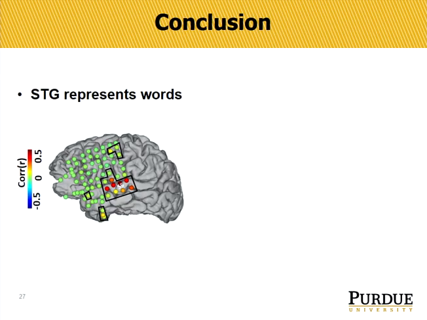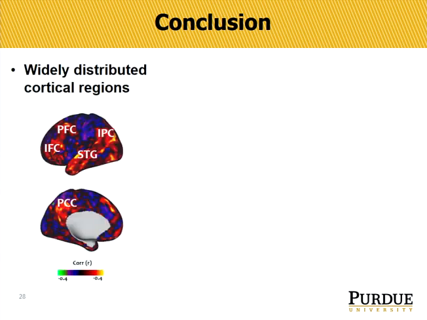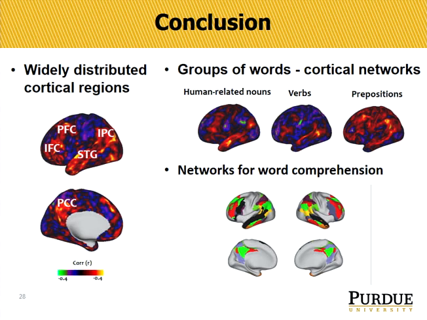So to sum up, our findings suggested that the superior temporal gyrus represents words during natural speech. And words are encoded with different lags for distinct cortical regions, and higher order cognitive areas tend to have longer delays. From the fMRI results, we found widely distributed cortical regions that encode word meanings, and groups of words are represented by distinct cortical networks. So brain activities regarding word comprehension can be clustered into several subnetworks in this large semantic system.